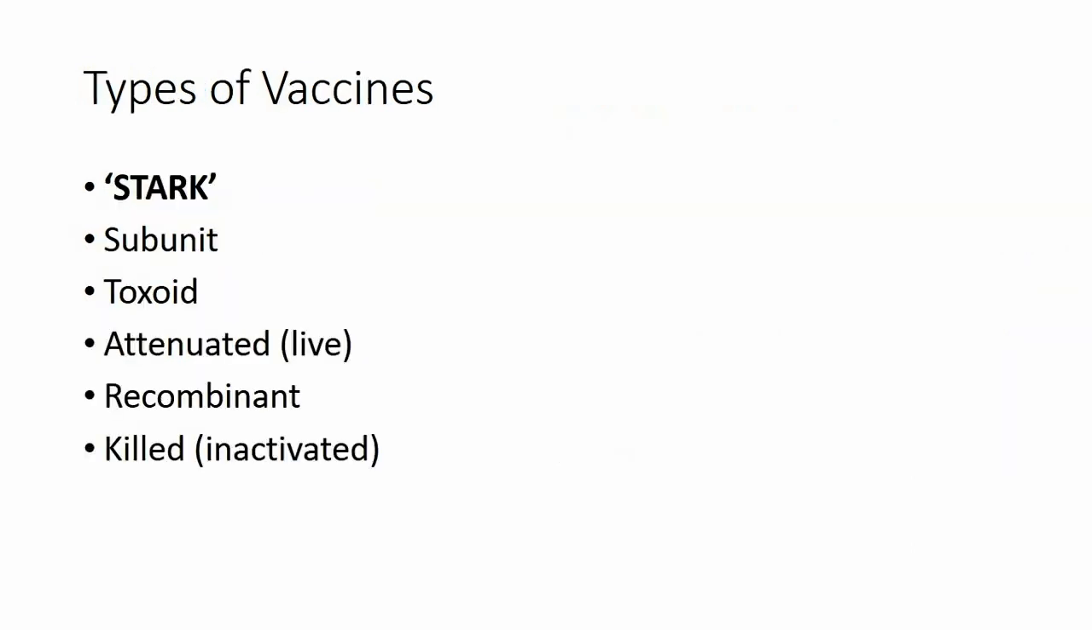And for the types of vaccines, we have STARK as the mnemonic. That is subunit vaccine, toxoid vaccine, attenuated vaccine or live attenuated vaccine, recombinant vaccine, and killed vaccine or inactivated vaccine. So STARK is the mnemonic here: subunit, toxoid, attenuated, recombinant, killed.